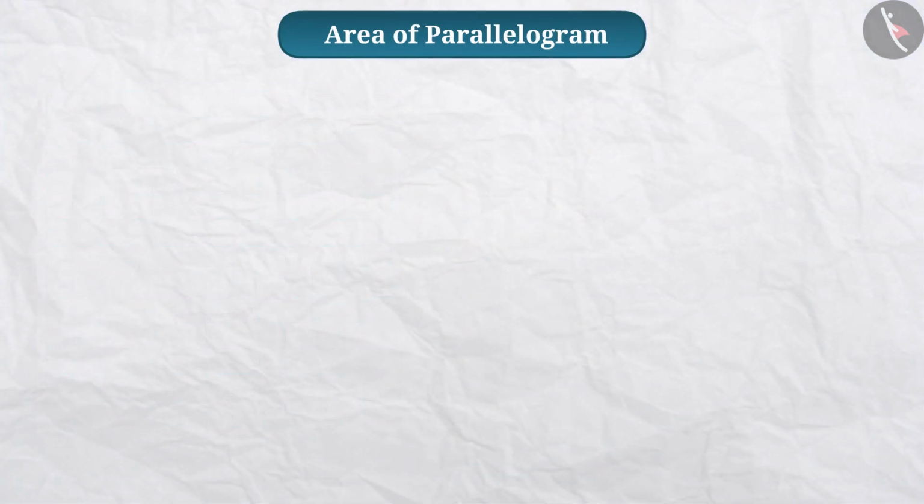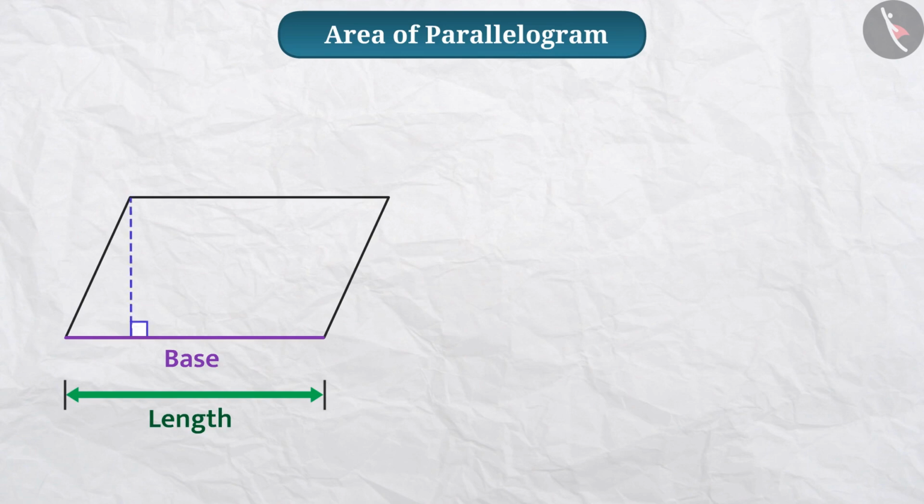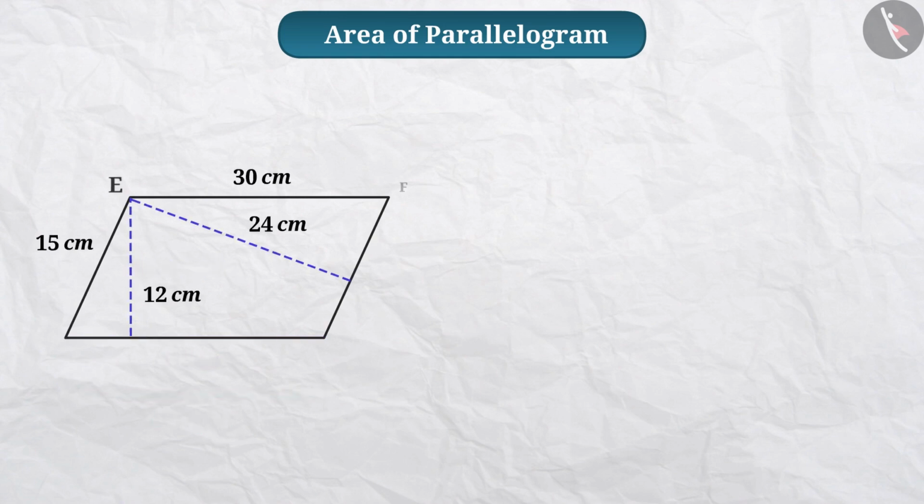Remember that in parallelogram, we can consider any side as its base. The length of the side which we consider as base will be the length of the parallelogram. On this side, the length of the perpendicular from the opposite vertex is called as the height of the parallelogram. Like in parallelogram EFGH, on side HG, perpendicular ED is drawn from the opposite vertex E.